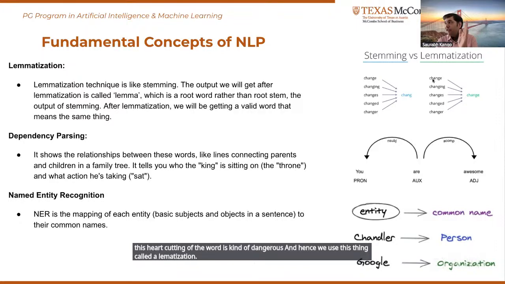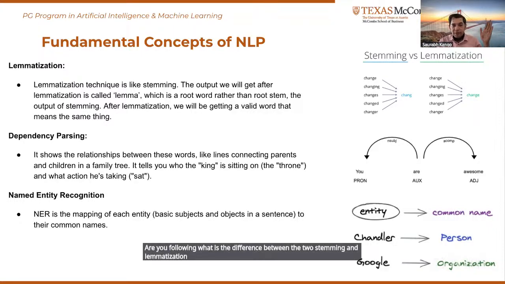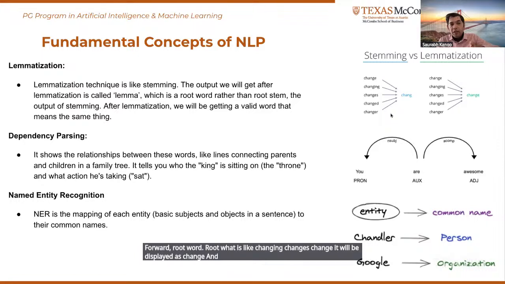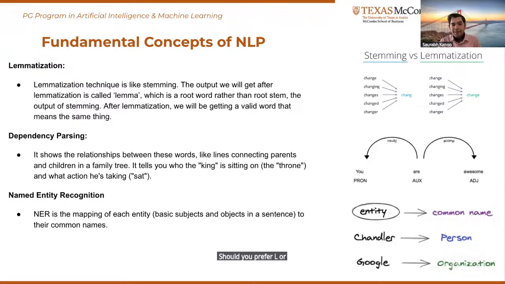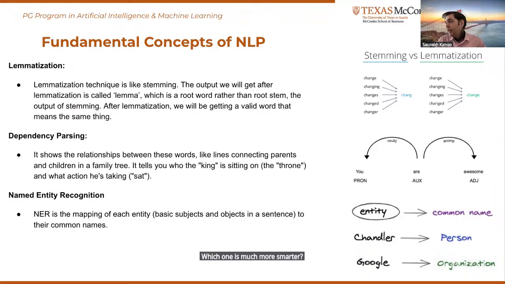Are you following the difference between the two, stemming and lemmatization? Stemming is taking the core word. Lemmatization is getting the root word. Root word is like change, changing, changes; it will display it as change. And here it is doing a hard cut after the letter G. Should you prefer L or S in the model that you create? Which one is much smarter? Yeah, L is much smarter. Great.